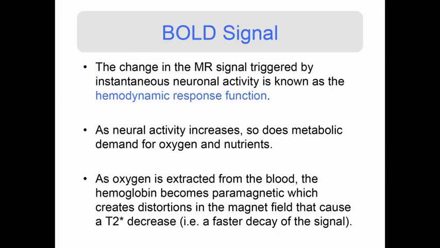The change in the MR signal, which is triggered by neuronal activity, is known as the hemodynamic response function. Basically, as neuronal activity increases, so do the metabolic demands for oxygen and nutrients. As the oxygen is extracted from the blood, the hemoglobin becomes paramagnetic, which creates these distortions in the magnetic field that I was talking about, and this causes a T2 star decrease, so a faster decay of the signal.